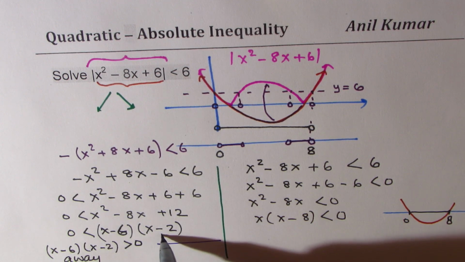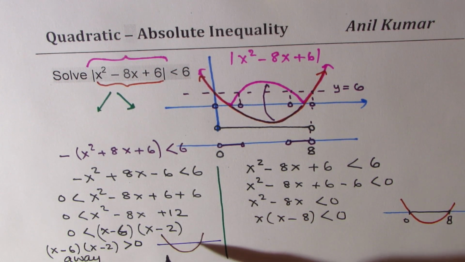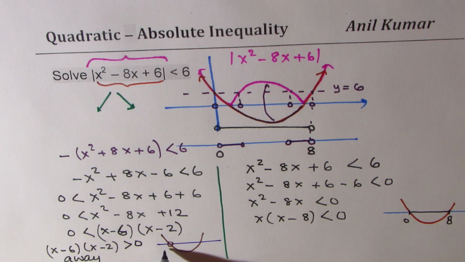will be from 2 left and from 6 away. Do you see that? That is what we get. So this point here is 2 for us and this is 6 for us. So this is the solution which we get here.